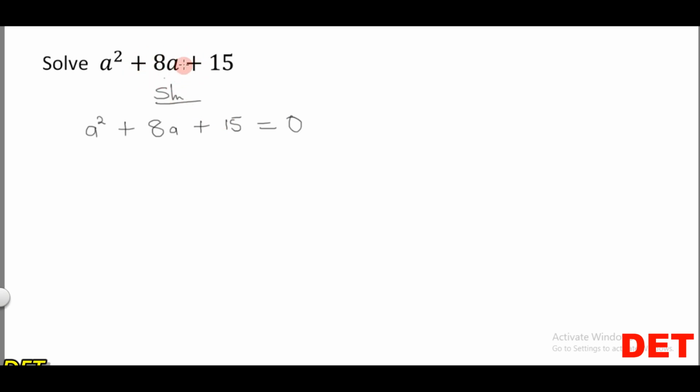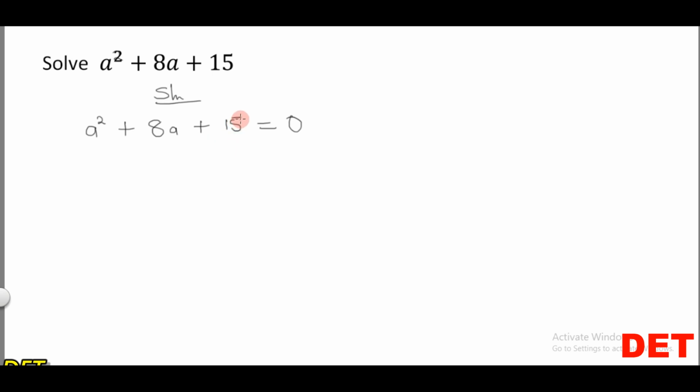You should know that this is a quadratic equation. And why is it a quadratic equation? It is a quadratic equation because the highest power of the unknown variable here is a squared. It is the power of 2 on a. So this is a quadratic equation, and I would want to use the factorization method.